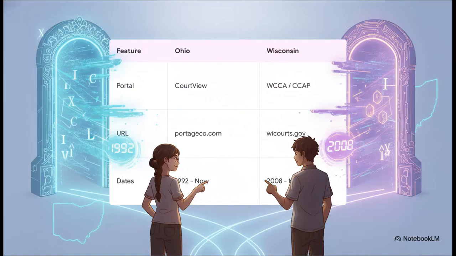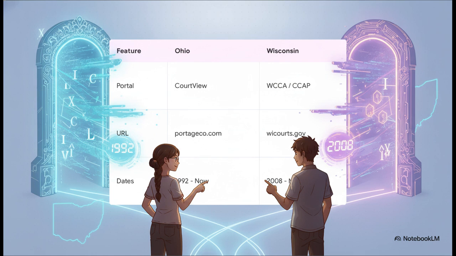It's actually really interesting how these 2 counties run totally separate digital setups. Over on the Ohio side, their main online portal runs on Court View software, which you can find at services.portageco.com/eservices. And their digital coverage is honestly fantastic. It stretches all the way back to 1992.